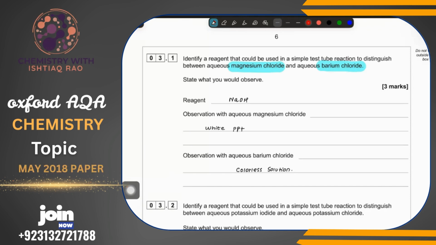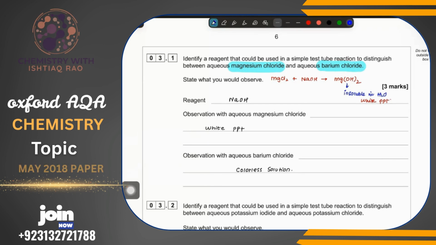Because when magnesium chloride, MgCl2, reacts with sodium hydroxide, it produces magnesium hydroxide. In the case of magnesium hydroxide, I can see the white precipitate since we know that the solubility of hydroxide increases down the group. So magnesium hydroxide is insoluble in water. That's why I can see the white precipitate.